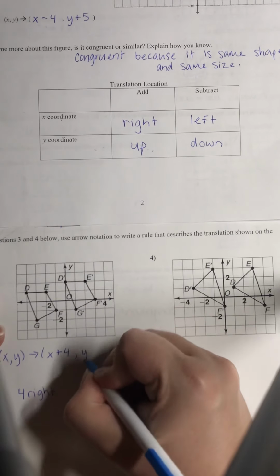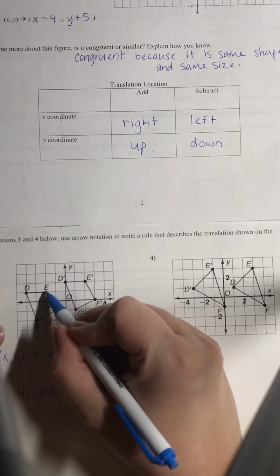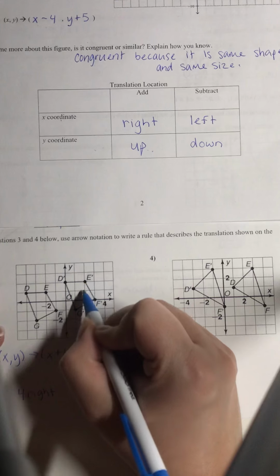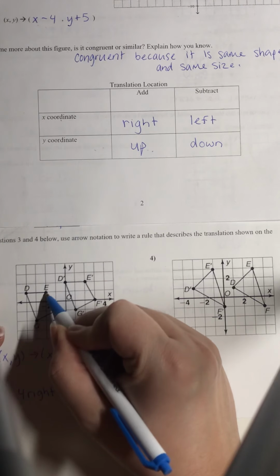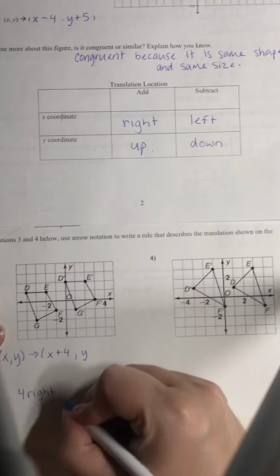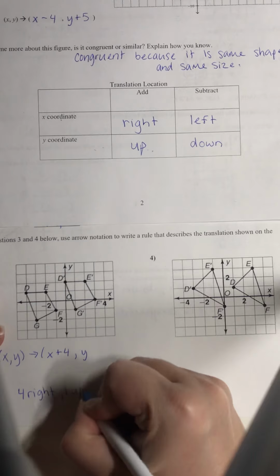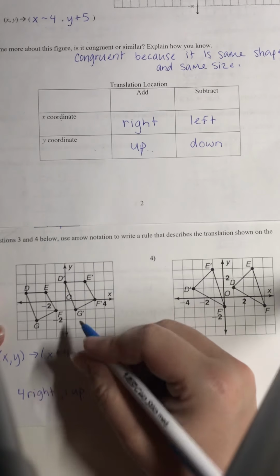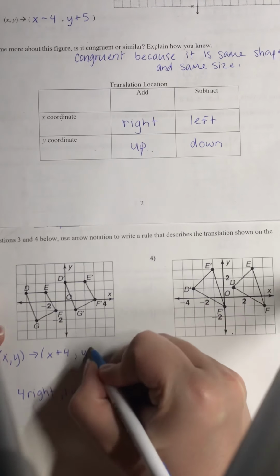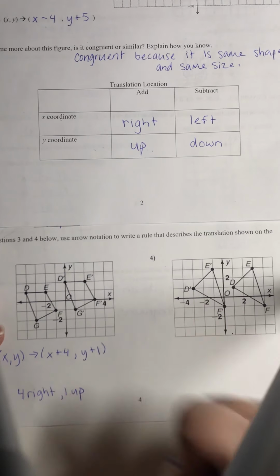Now, y values, E is from here to here, just 1, right? The y value change is only 1 unit. It's 1 up, right? We went 4 right and 1 up. So if y coordinate is going up, we need to add plus 1.